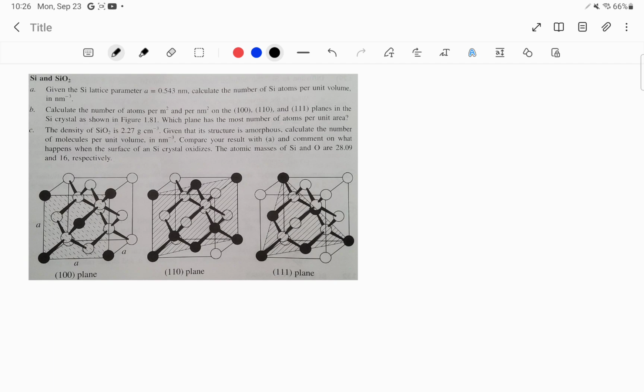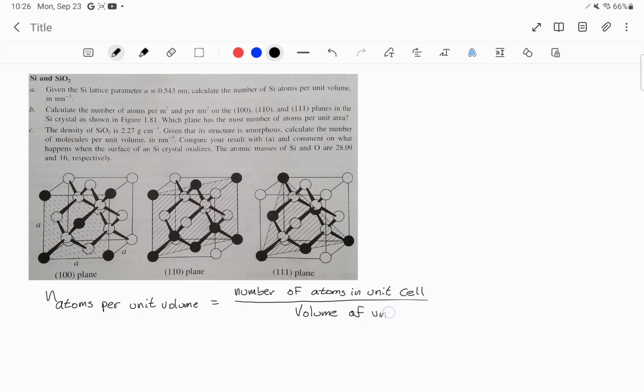And so we know that the number of atoms per unit volume is equal to the number of atoms in the unit cell divided by the volume of the unit cell. So if we think about a cube, right?